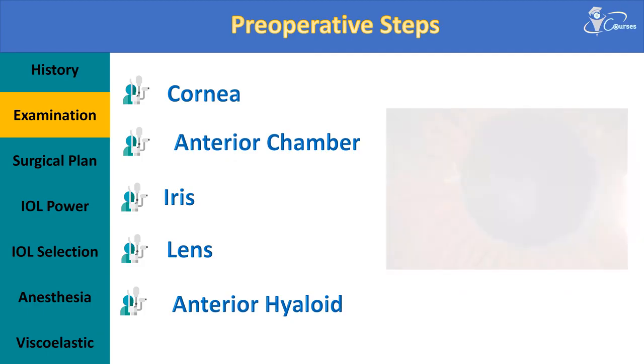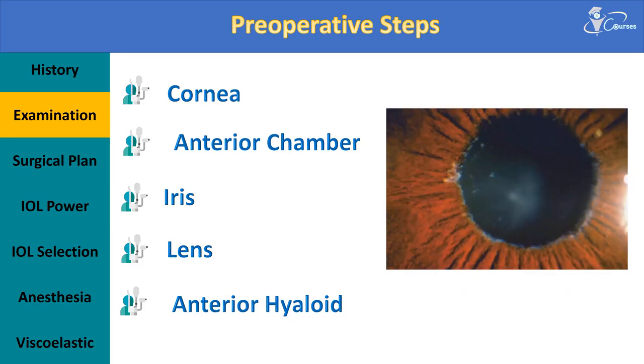This is how pseudoexfoliation looks when there is a small pupil. You see this whitish material; this is the pseudoexfoliative material, and it also carries a risk of developing secondary open-angle glaucoma. We will come to this later on in the glaucoma lecture.